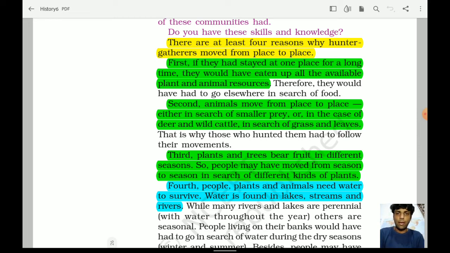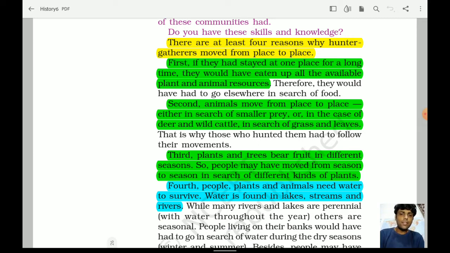The second reason is that animals move from place to place, either in search of smaller prey, or in the case of deer and wild cattle, in search of grass and leaves. So we understand that herbivores moved here and there in search of grass. For example, in the summer, when there is heat and the grasses are completely eaten by the animals in that region, they must have moved into other regions in search of grasses. So it refers to that situation, that they might have moved in search of prey or grasses.